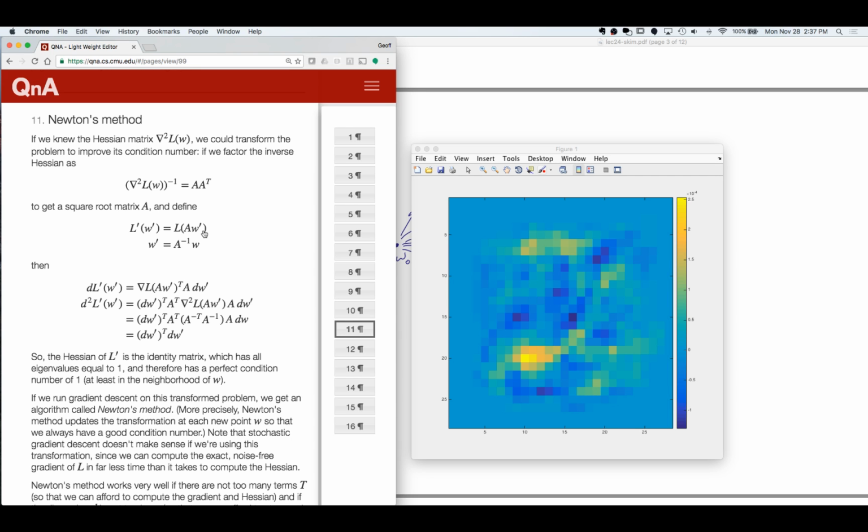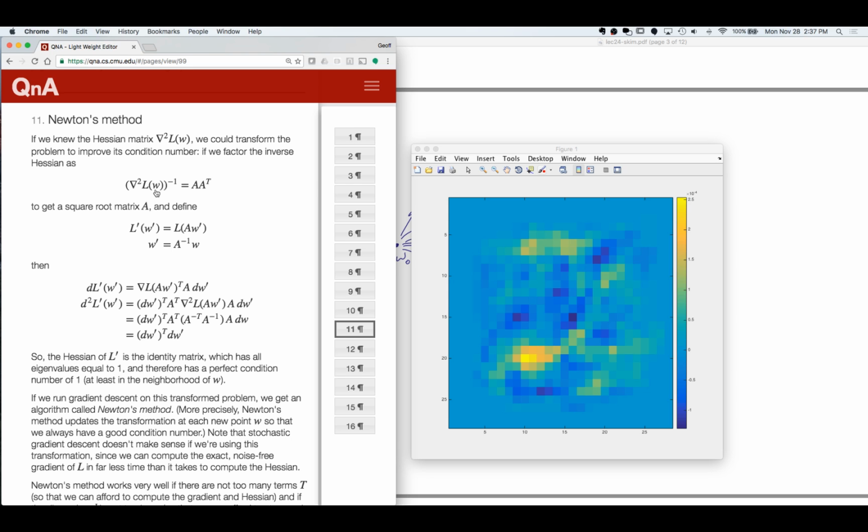But if we do it as a function of W prime and calculate the Hessian, you get the identity. And all of the eigenvalues of the identity are 1, meaning that the condition number is 1, which is perfect, at least in the neighborhood of the point where you evaluated the Hessian. And so if you run gradient descent on this transformed problem, we get an algorithm called Newton's method.